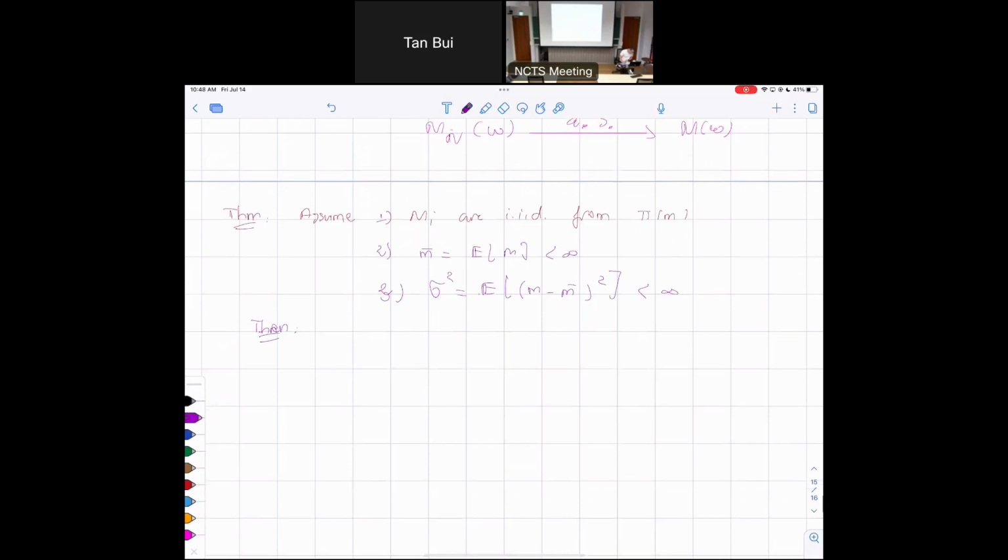Then, if you take the sum over i from 1 to n and take the average, our beautiful elementary average, and you take the limit as n goes to infinity, then this converges almost surely to the expectation of M.